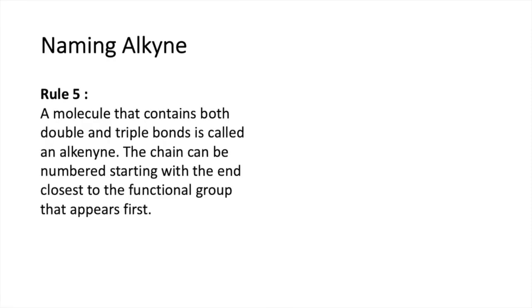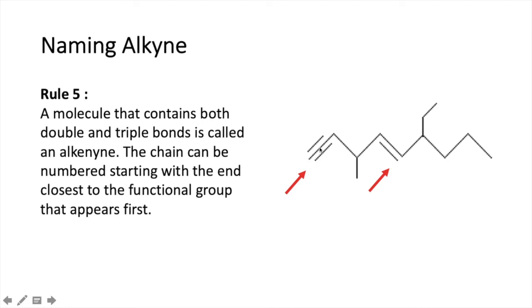Rule number 6. A molecule that contains both a double and a triple bond is called an alkyne. The chain can be numbered starting with the end close to the functional group that appears first. It has two types of bond. The first bond is a triple bond and the second bond is a double bond.